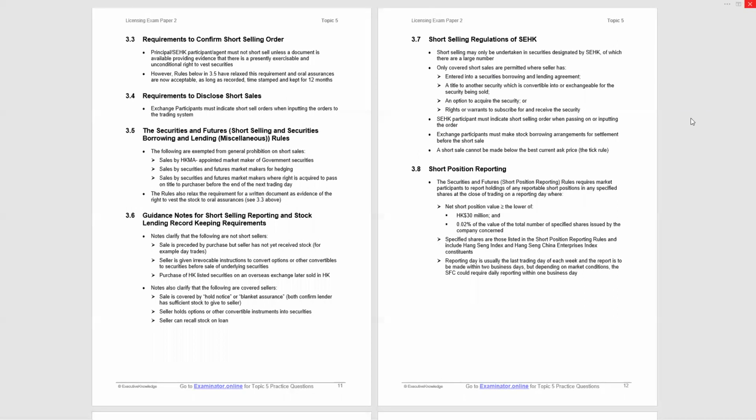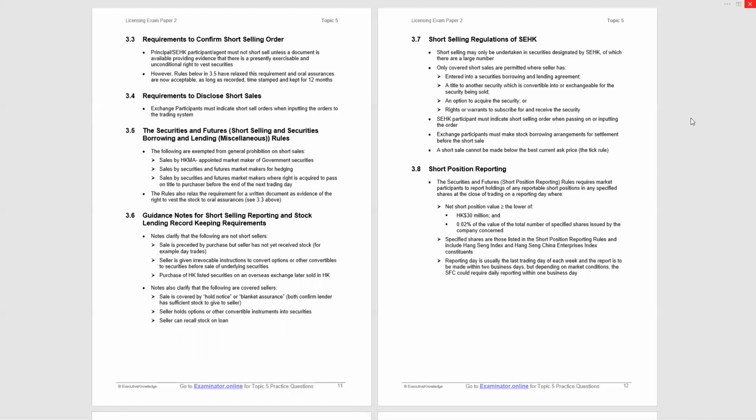What I want to specifically highlight is under 3.7, the second bullet point. Only covered short sales are permitted where sellers entered into a securities borrowing and lending agreement. That's by far and away the most common way of covering a short sale. Secondly, you have a title to another security which is convertible or exchangeable for the security being sold. And that's convertible bond and exchangeable bond, but they have to be convertible, exchangeable now. An option to acquire the security, and that's your call option.